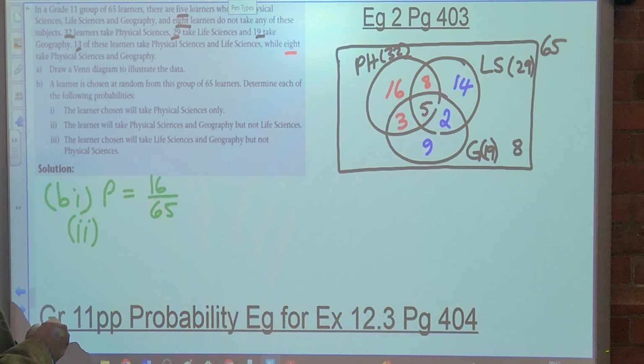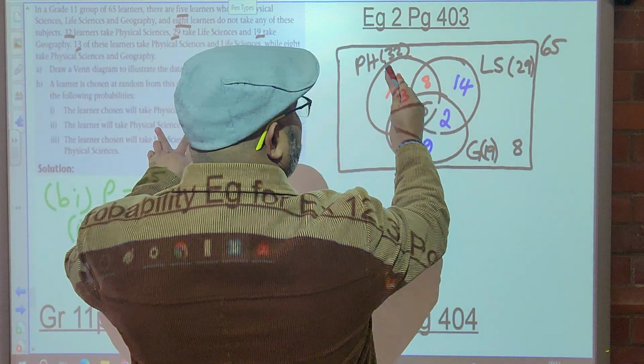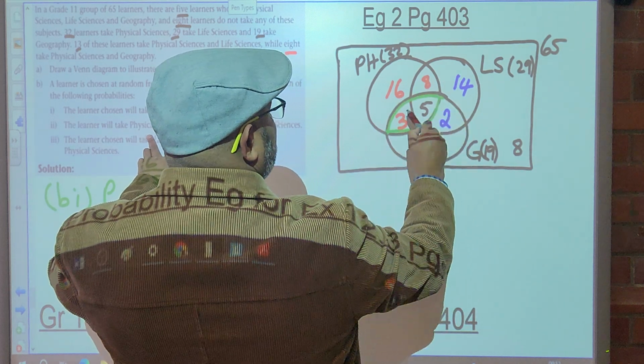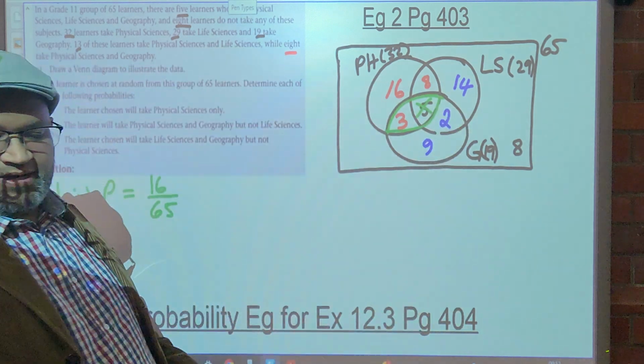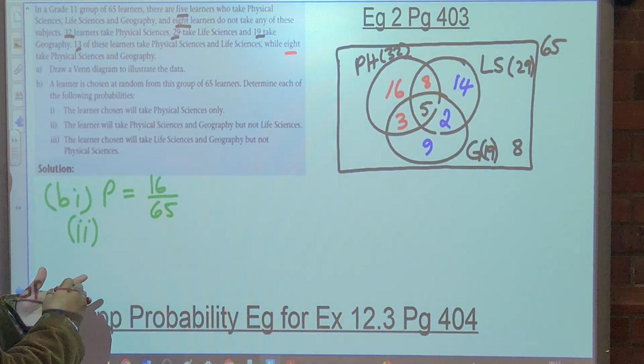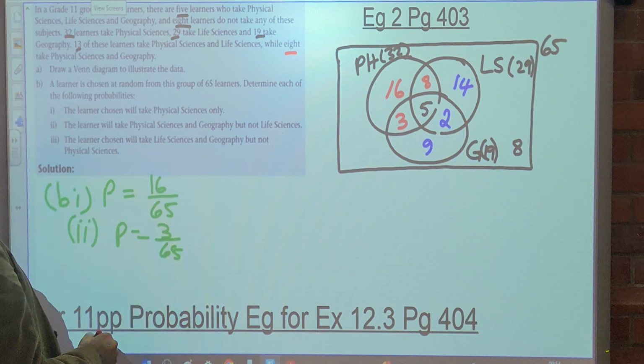Let's look at the second part of this question. The learner will take physical science and geography, but not life science. The learner takes physical science and geography, but not life science. So it's going to be 3. We all agree with that. So the probability is going to be 3 out of 65.